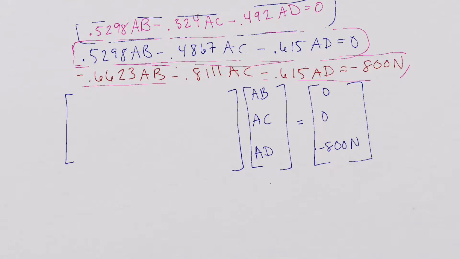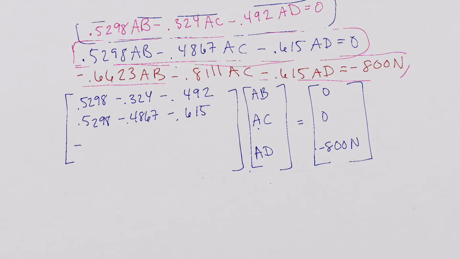And for each of these, so basically it's 0.5298 times AB minus 0.324 times AC minus 0.492 times AD, and that equals 0. And then the next one, we have 0.5298 times AB minus 0.4867 times AC minus 0.615 times AD, and that equals 0, so that's good.